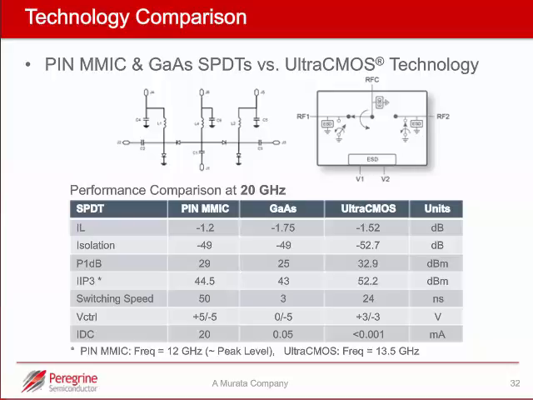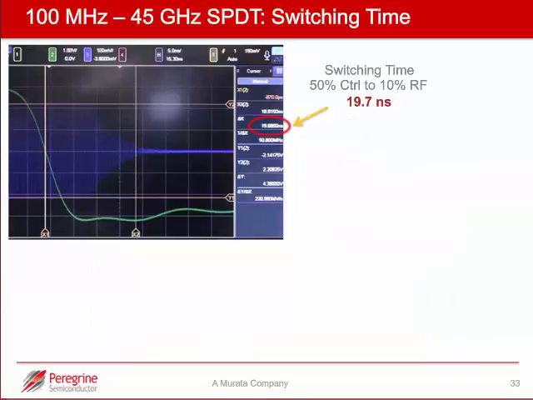So I wanted to take a closer look at the switching speed, because that's something that I would say Peregrine hasn't focused on historically, but it is a design parameter, and this switch has gone to the point of demonstrating that if it is critical to the end use, we can get to very quick switching speeds. So this is a switching time looking at 50% control to 10% RF control. This is in the green.